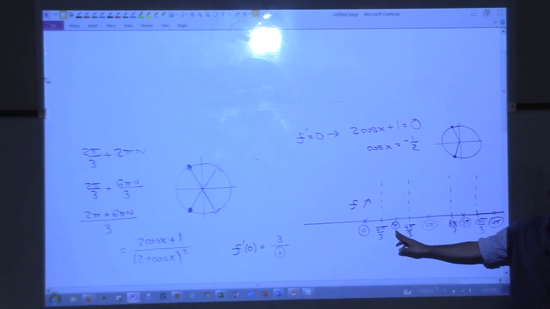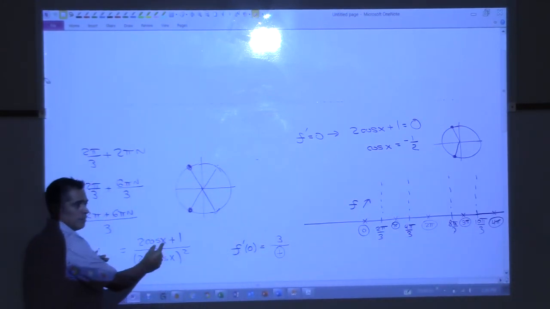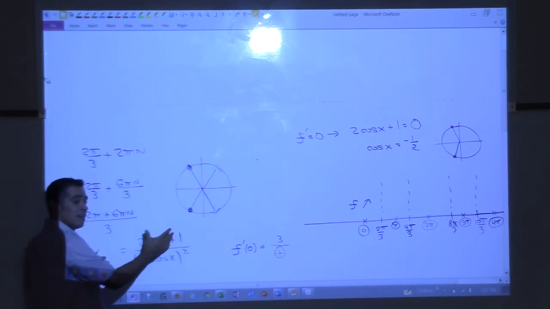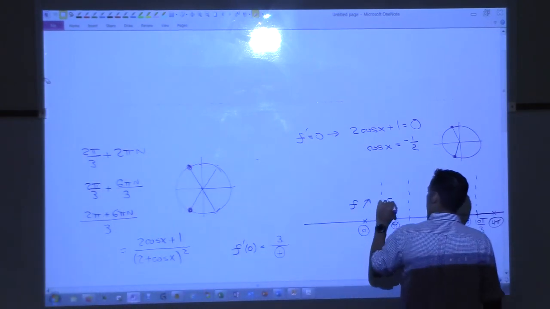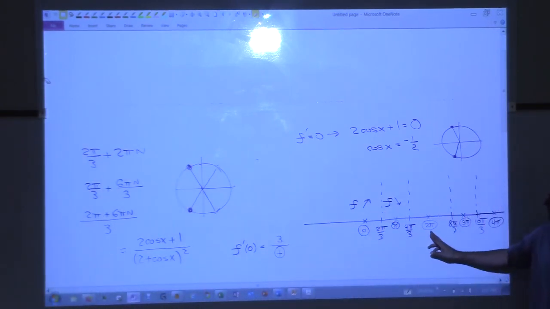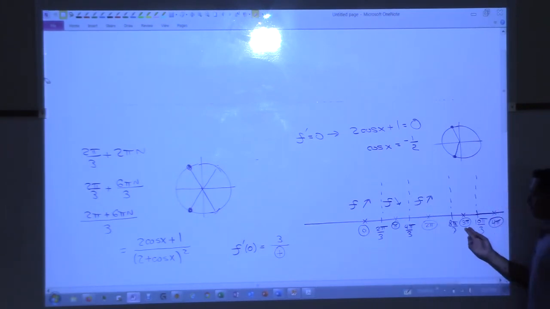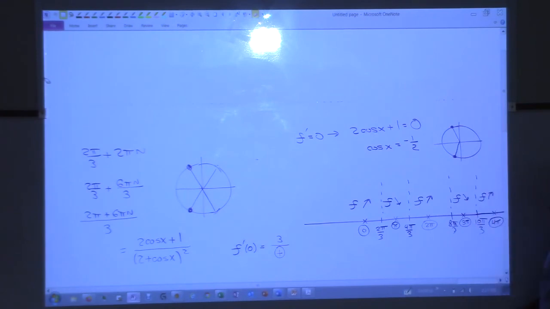Now plug in pi. What's cosine of pi? -1 times 2, -2 plus 1, -1. So top's negative, bottom's squared, always positive, right? So now we get negative. Decreasing. Okay, what about at 2 pi? 2 pi is basically the same angle as 0, so you're going to get the same answer that you got here. So this is going to be increasing. And then 3 pi is basically the same as pi, so you're going to get decreasing. And it's just going to keep switching. Increase, decrease, increase, decrease.